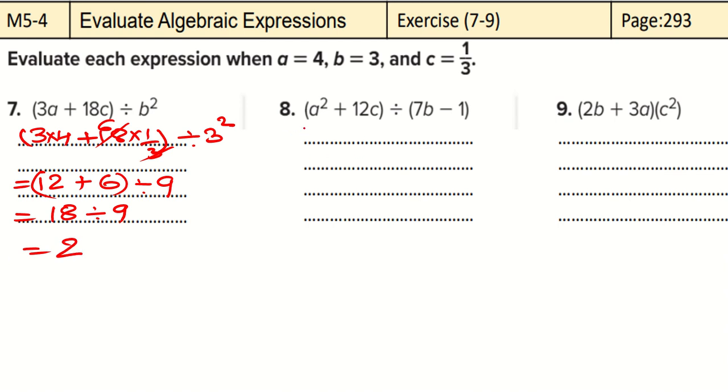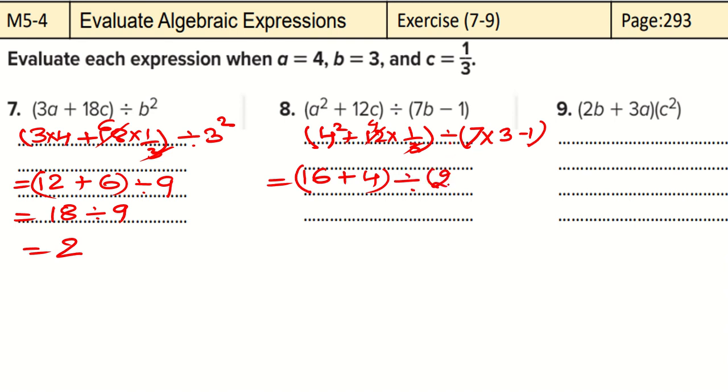Okay. Now A square, again put the value of A, 4 square plus 12C, which means 12 multiply 1 over 3, divided by 7B minus 1. Okay. Now 4 power 2, that is 4 multiply 4, so 16, plus 12 divided by 3 is 4, and 4 multiply 1 is 4, divided by 7 times 3, 21, minus 1. Now 16 plus 4, 20, divided by 21 minus 1, 20. So it will be 1, because 20 divided by 20 will be 1.